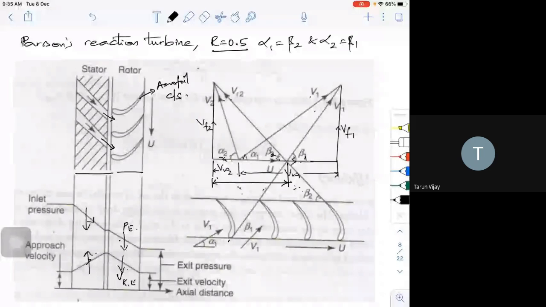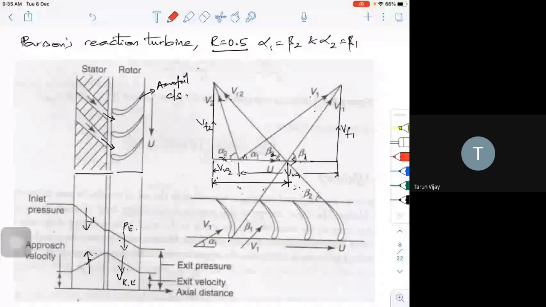Parsons reaction turbine. As I told, for the Parsons reaction turbine, the degree of reaction is 0.5. In this condition, alpha 1 is equal to beta 2 and alpha 2 is equal to beta 1. The inlet flow angle will be equal to the exit blade angle, and the exit flow angle will be equal to the inlet blade angle. This can be proved. It's not a big issue.